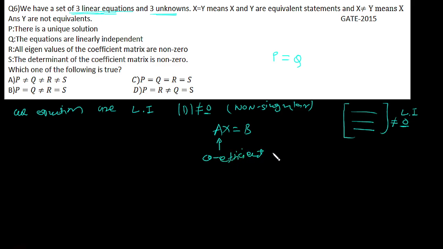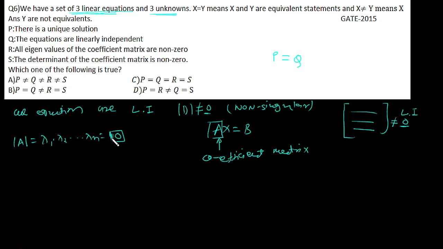Coefficient matrix. Okay, so they are saying that all the eigenvalues of this matrix A are non-zero. Suppose any one eigenvalue of this matrix is 0. If we try to find the determinant of this coefficient matrix, we know it is nothing but the multiplication of all eigenvalues. Now suppose at least one is 0, then we find that the determinant is 0.